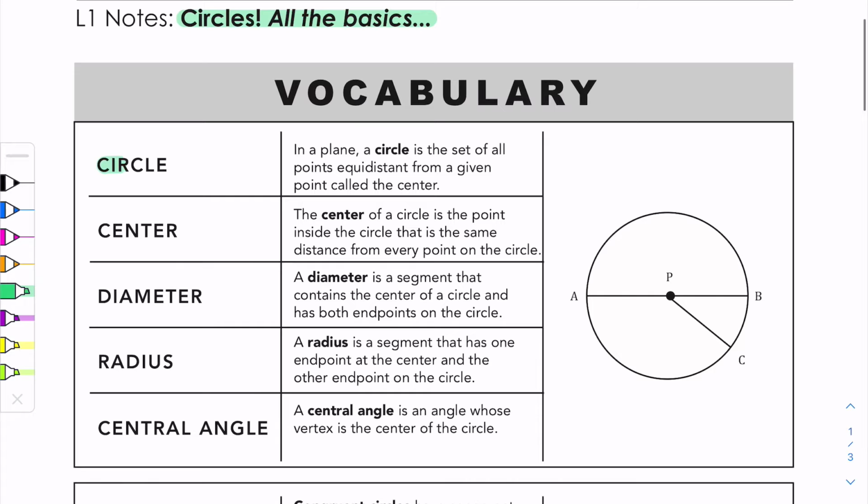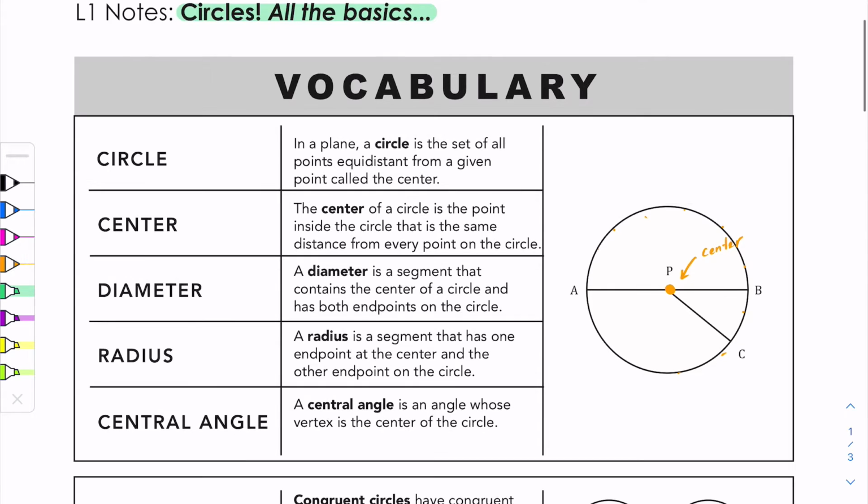So the first vocab word that we're talking about is simply a circle. In a plane, a circle is the set of all points equidistant from a given point called the center. If we look at our diagram over here, this point is the center. And if you put a point anywhere on the circle around this whole thing, it's the same distance to that center. It's actually called the radius, which we'll get to that vocab word in a second.